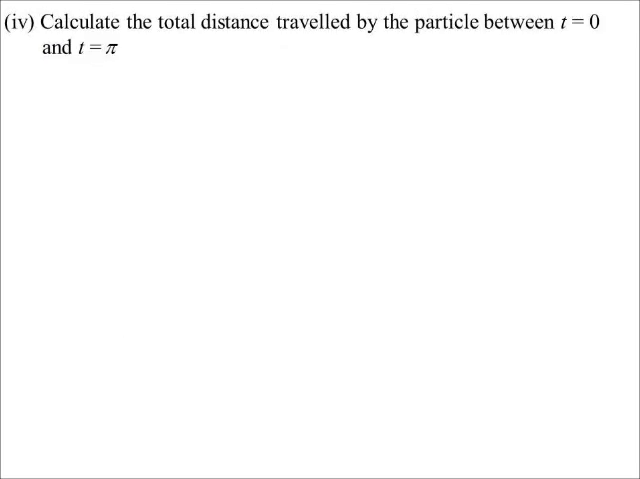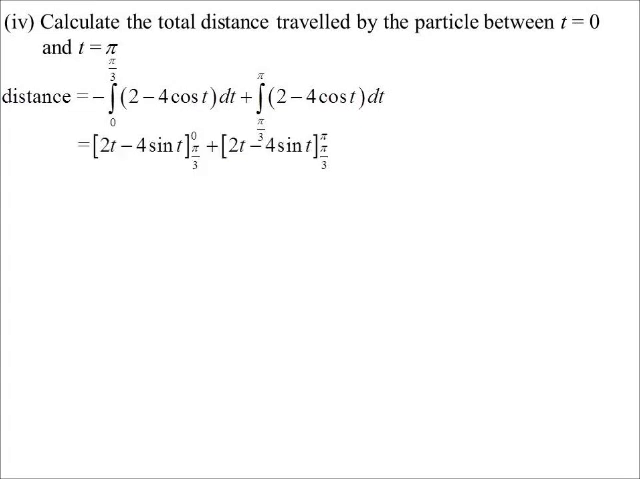Calculate the total distance travelled by the particle. So from 0 to pi on 3, it's below. From pi on 3 to pi, it is above. Notice I've swapped the limits around here and made it positive.